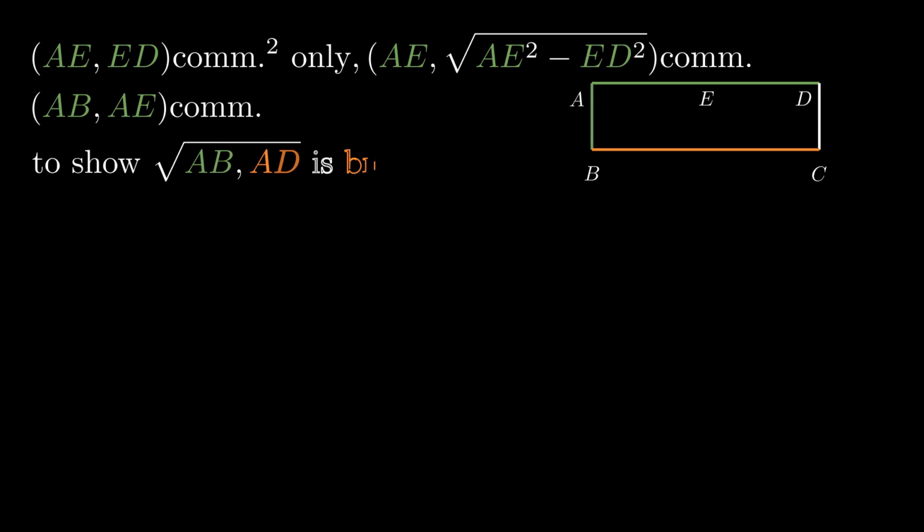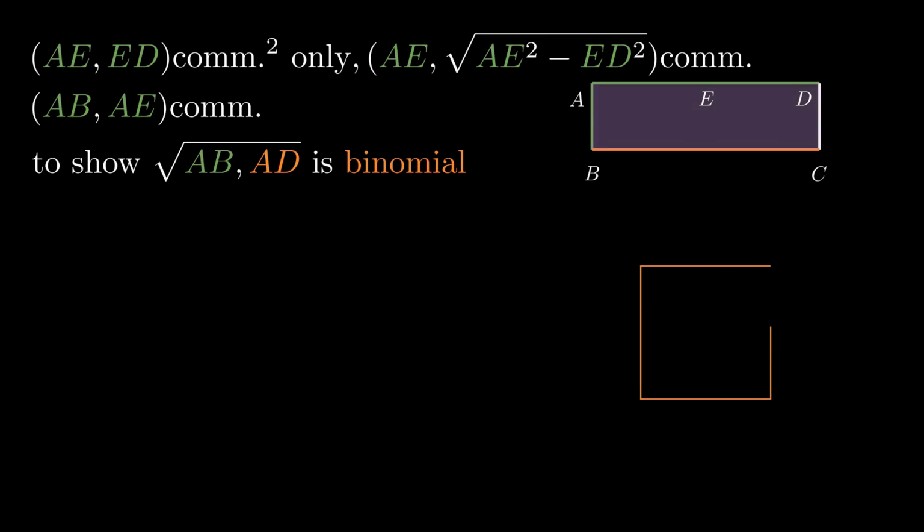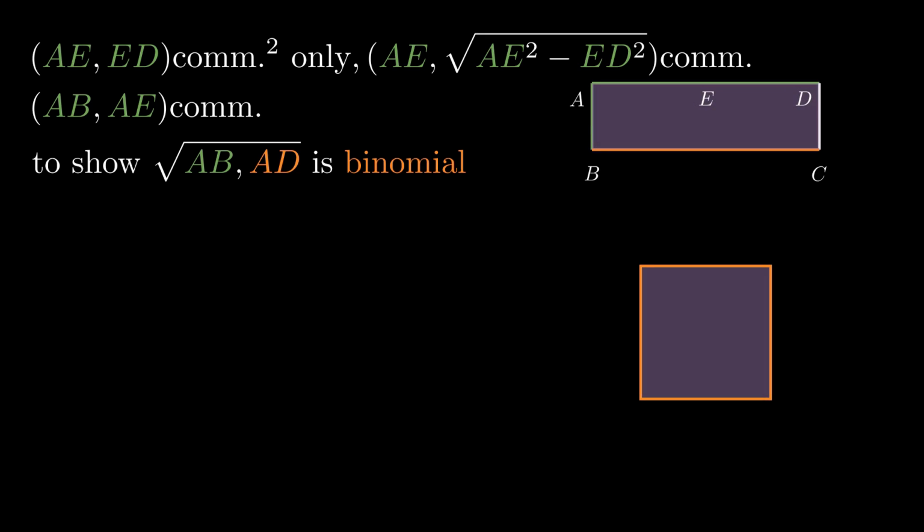What we'll show is that the geometric mean of a rational and first binomial is binomial, or that if we make a square of area equal to AC, equaling AD times AB, its side would be binomial, the square root of AD times AB.